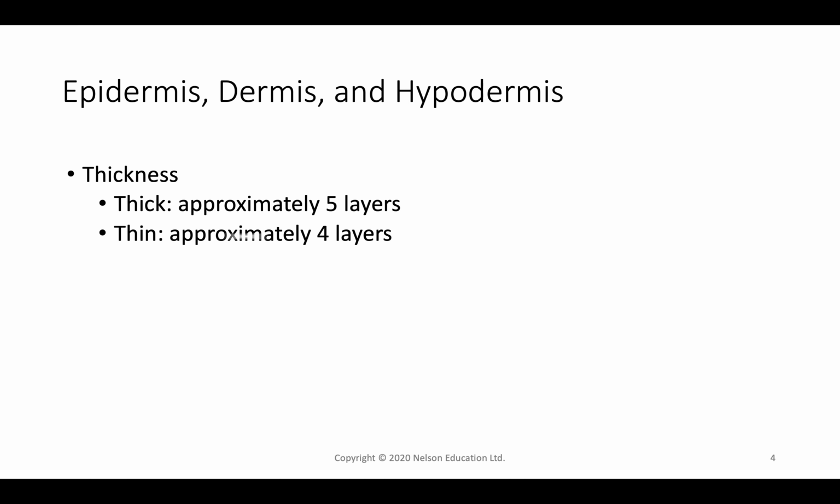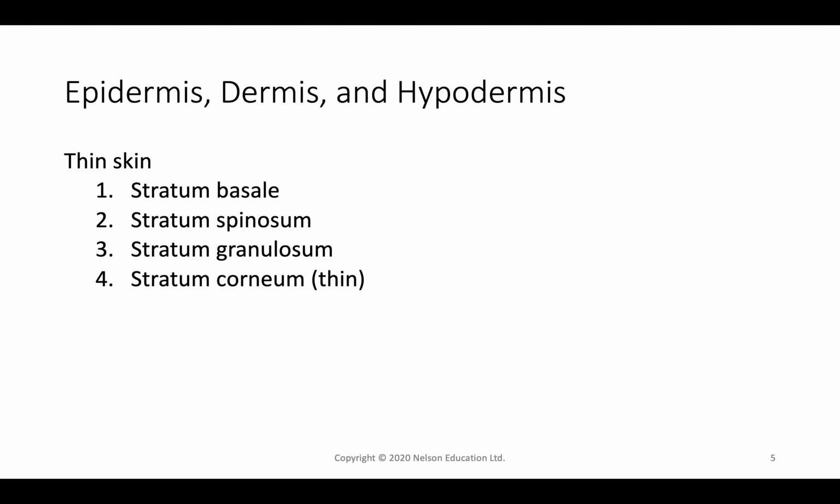Now we have 2 major types of skin as well. We have the skin that is found on the palms of our hands and the soles of our feet. That's our thick skin. It's got 5 layers, so it has an additional very tough layer that is not found in the rest of our body, which has thin skin, which has approximately 4 layers. It's going to be avascular, and the base layer is going to be the deepest.